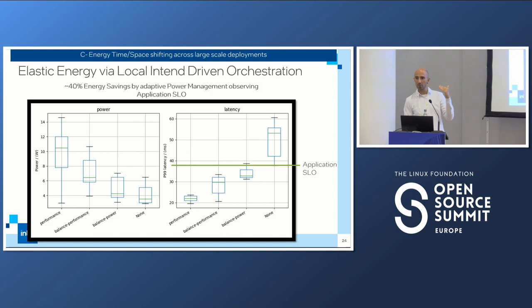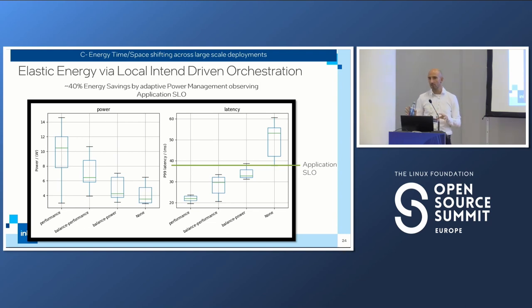So anything that is above this green line is not acceptable. Anything that is below is always good, right? So the lower the better. So here, if you look at this balance power, which is close to the SLO threshold, it's actually giving 40% of energy savings, right?